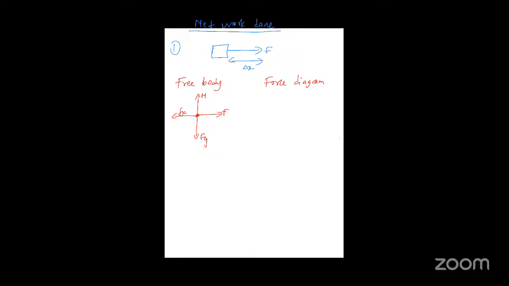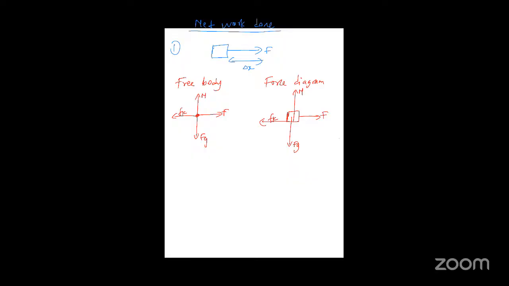Then let us draw a force diagram. For a force diagram, you draw a box. Then your normal force from the surface. This is the normal, your gravitational force from the center. And your applied force and your frictional force on the surface. So guys, these are our forces.